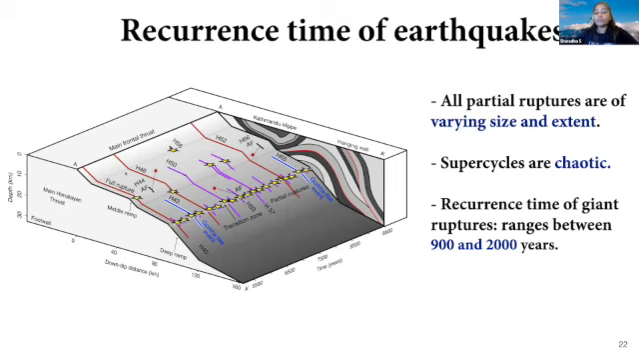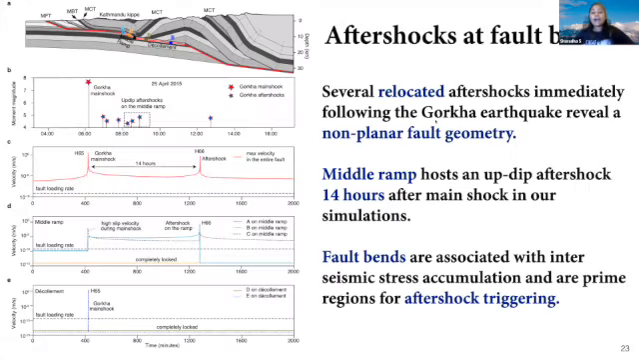So supercycles are more aperiodic and chaotic, and partial ruptures are of varying sizes. Also, another thing that we notice is that there's variability in hypocenter locations. Ruptures don't necessarily all start from the down-dip edge; you also have multiple initiation points, and most of them are associated with fault bends, which we saw were areas of high stress concentration. But the most exciting detail about this model is probably that it was able to reproduce up-dip aftershocks.